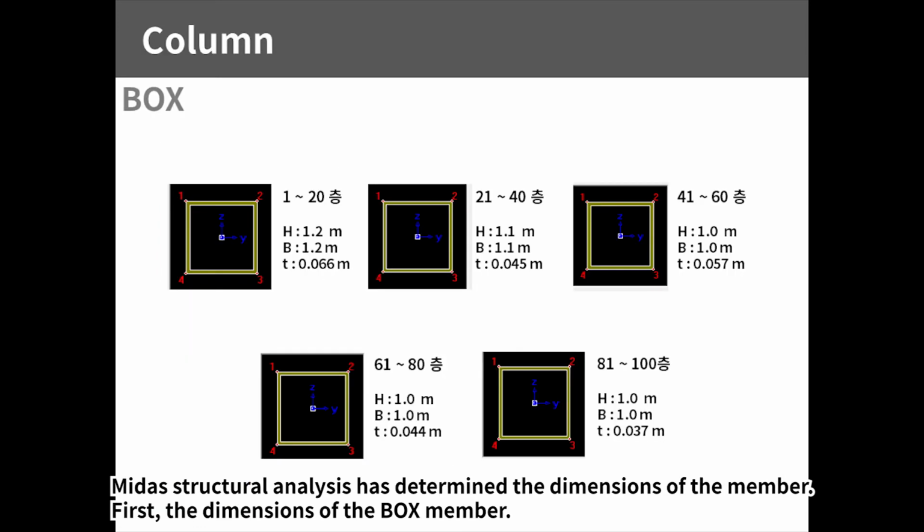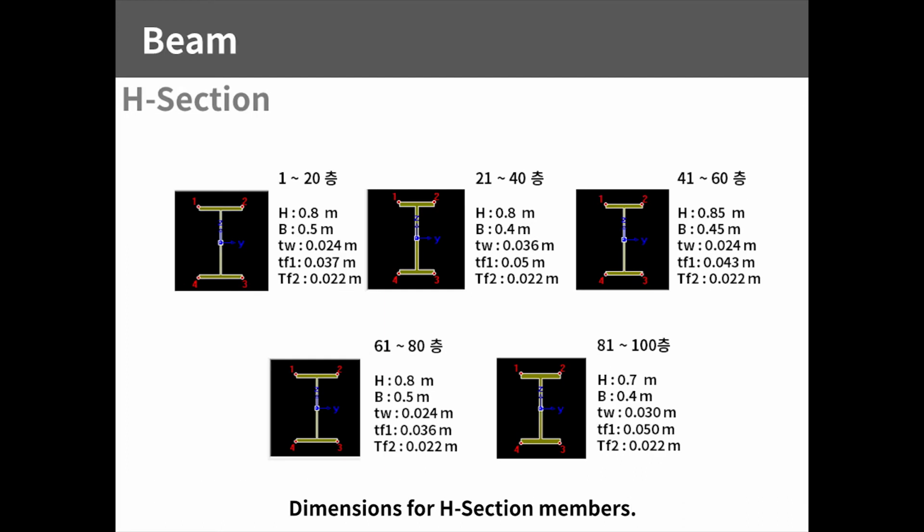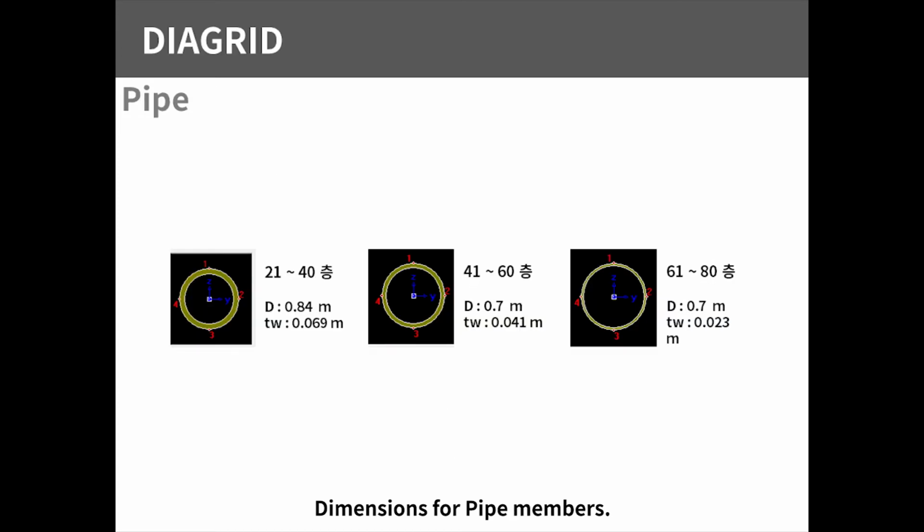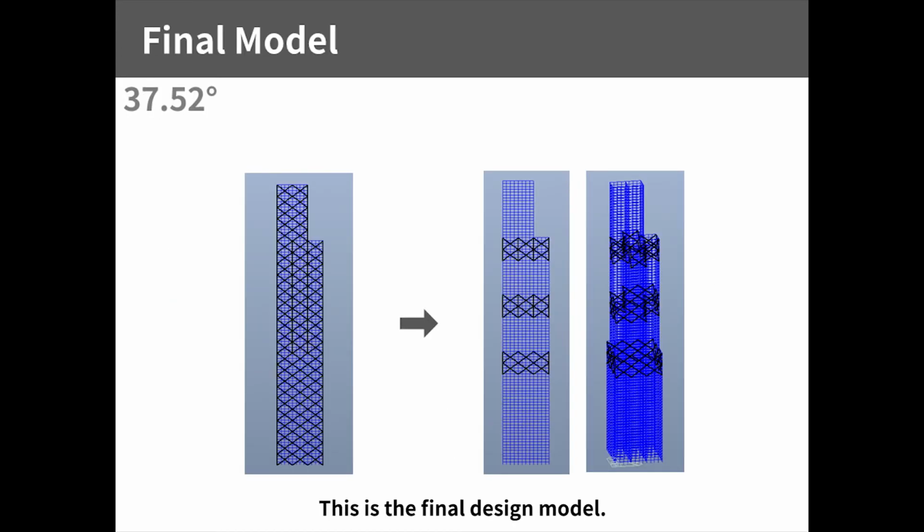Midas structural analysis has determined the dimensions of the members. First, the dimensions of the box members. Dimensions for H-section members. Dimensions for pipe members. This is the final design model.